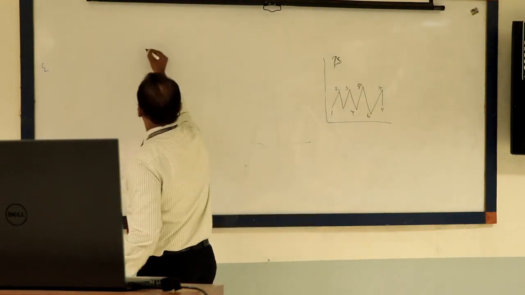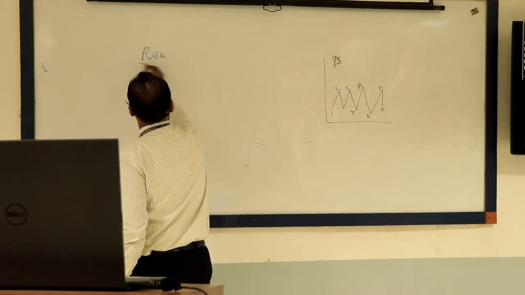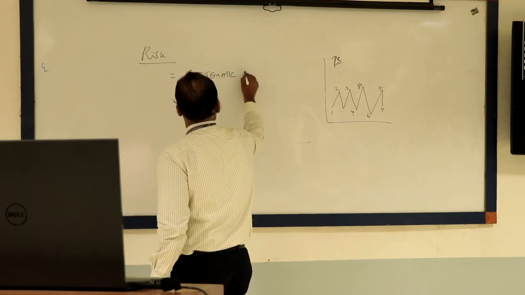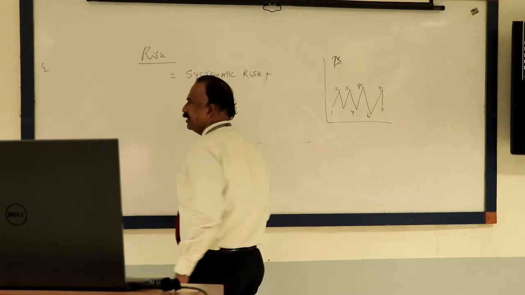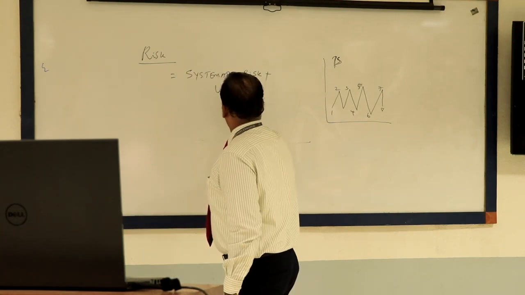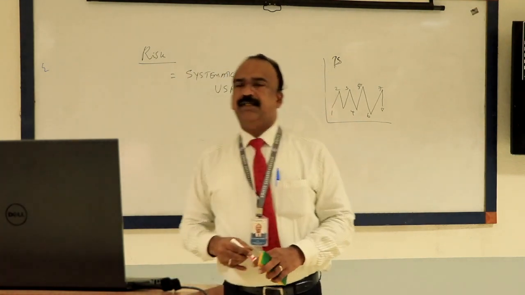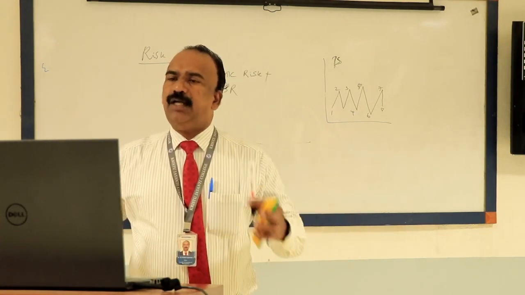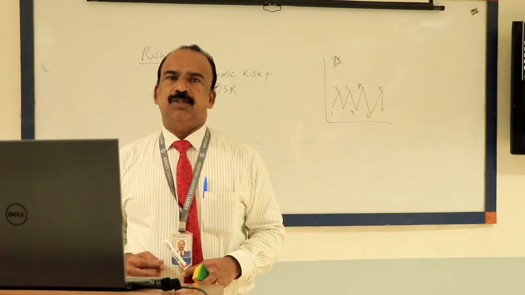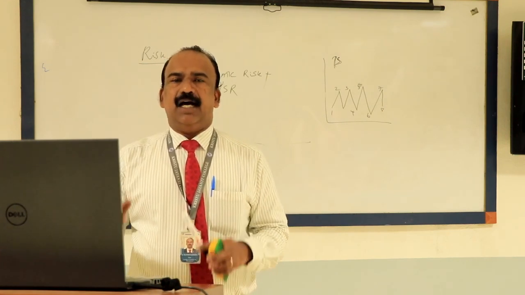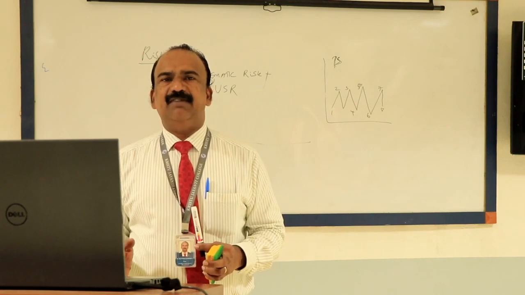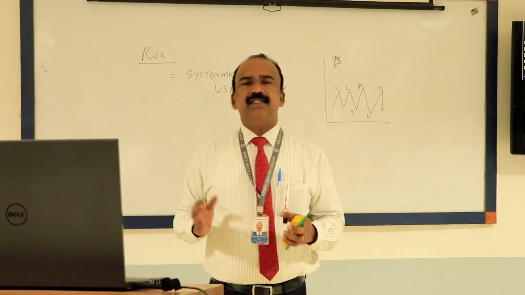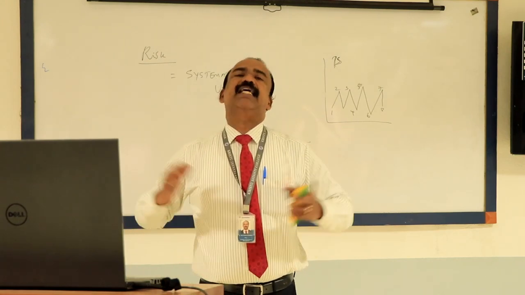So risk equals systematic risk plus unsystematic risk. Systematic risk means the factors which cannot be controlled. It is beyond the control of the company. Any company which starts a business activity, that particular business has this risk. So systematic risk is also known as market risk.